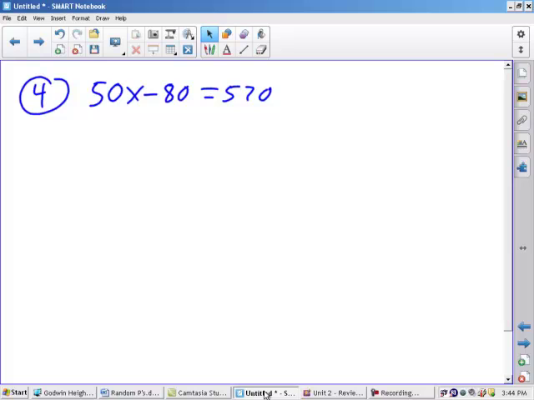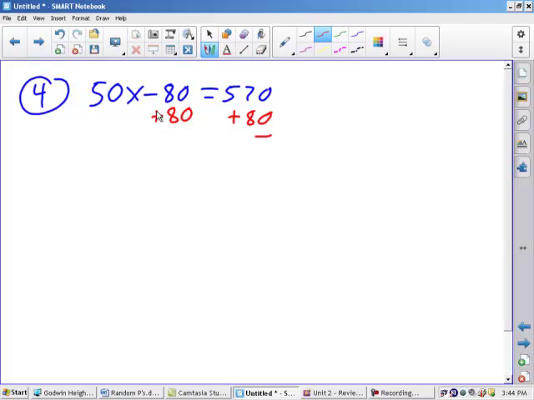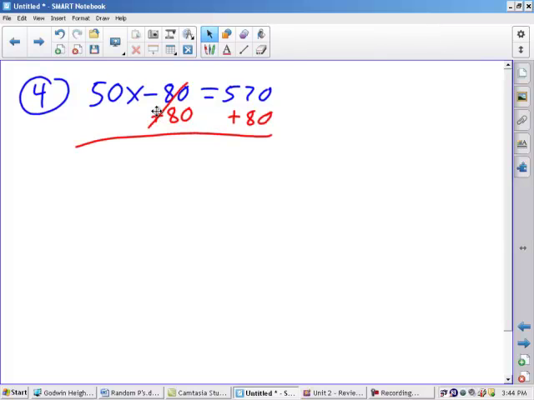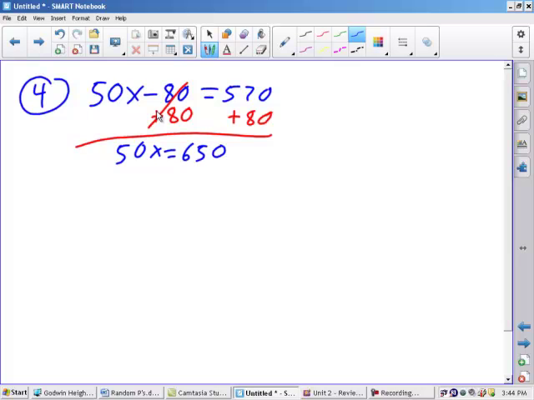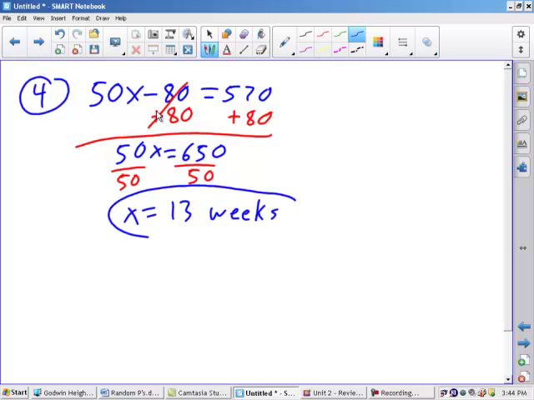Then it says for how many weeks. The weeks is x, because remember we said each week. So what I need to do is to solve a two-step equation by adding 80 to both sides. And I'm then left with 50x equals, if I can find it, 650. I then, of course, divide by 50 on both sides. And I will get x equals 13, and that's weeks. It'll take her 13 weeks to save up.